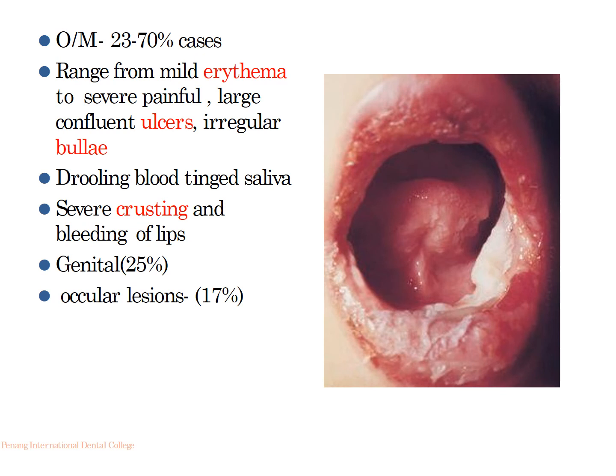In the oral cavity, oral manifestations happen in about 23 to 70% of the cases, and can range from mild erythema to severe, painful, large confluent ulcers with irregular bullae. It can be a very severe painful condition, as the image shown here. The patient could have drooling, blood-tinged saliva, severe crusting and bleeding of the lips, and there could also be genital involvement and ocular lesions as well.